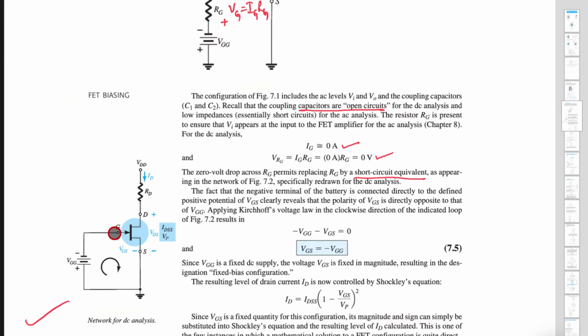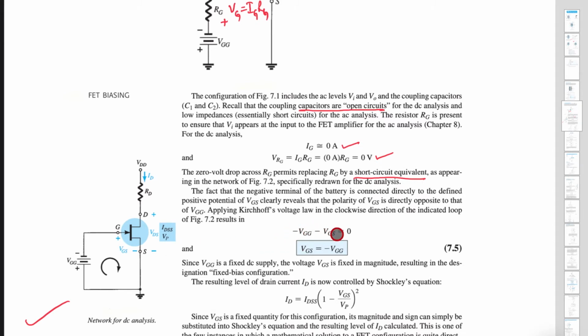Here it is base, here it is emitter. VBE is nothing but VGS in this FET. So whatever the voltage is produced here will have to drop here. That is, this VGS is nothing but opposite to that, because here you are entering positive and here also you are entering positive.